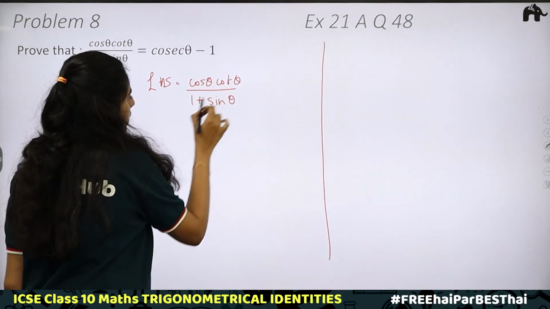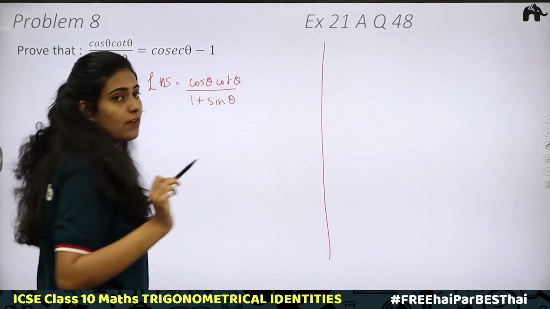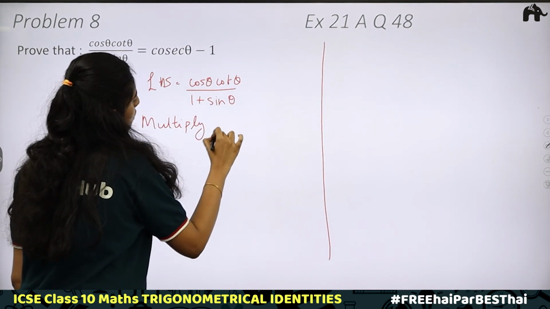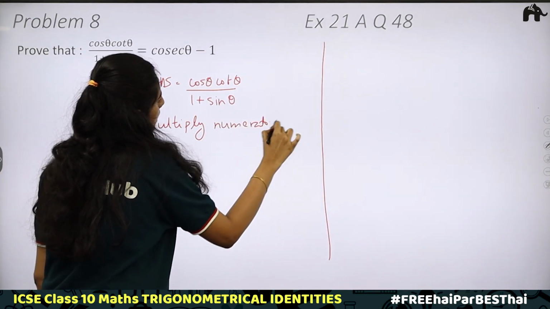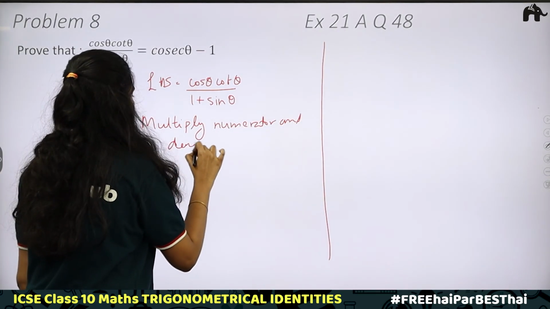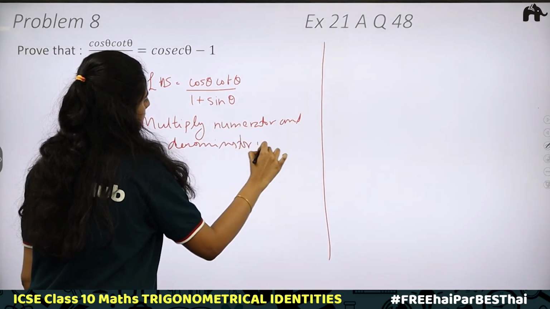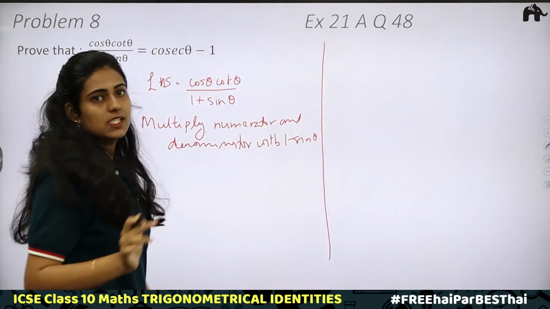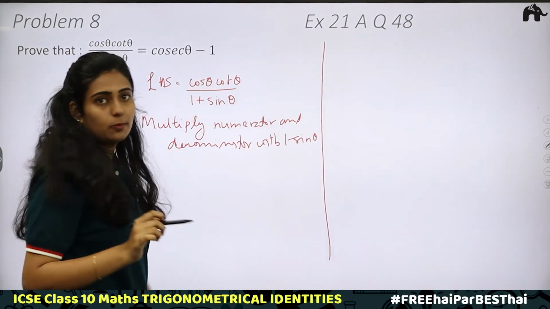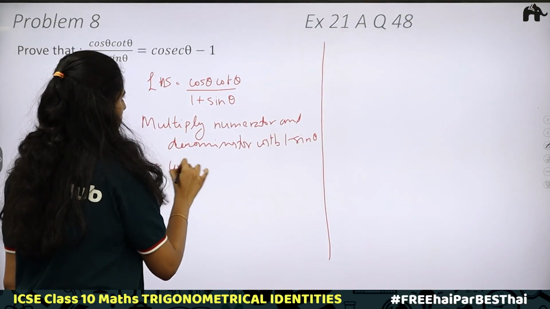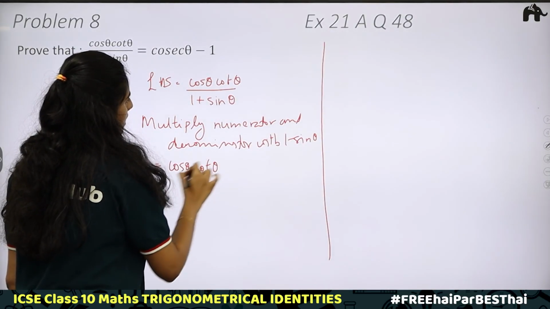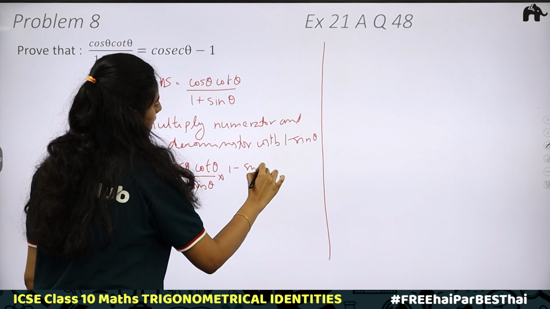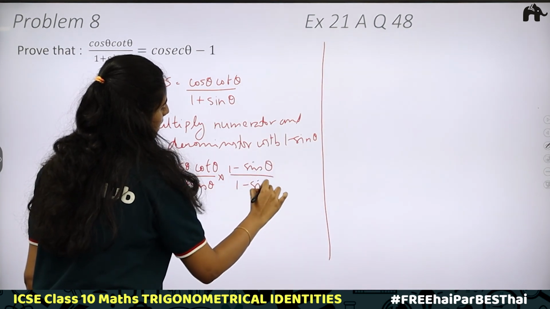Okay. Here again, what we are going to do is, in the denominator we have 1 plus sin theta. We are going to multiply numerator and denominator with 1 minus sin theta. Okay. To get the a square minus b square form, we are multiplying numerator and denominator with 1 minus sin theta. Then this becomes equal to cos theta cot theta divided by 1 plus sin theta into 1 minus sin theta, divided by 1 minus sin theta.